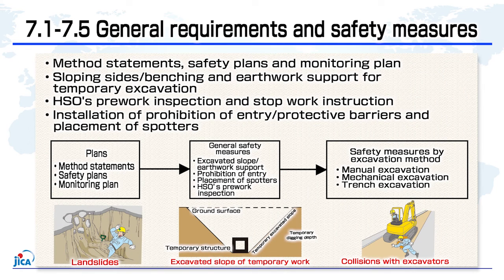Sections 7.1 to 7.5 specify safety requirements for excavation works in open cut operations. These sections cover the preparation and implementation of method statements, safety plans, and monitoring plans for excavation works, sloping and benching for excavation, installation of earthwork support, HSO inspection of the site and instructions to stop risky work, installation of facilities and protective barriers for prohibition of entry, and placement of spotters.